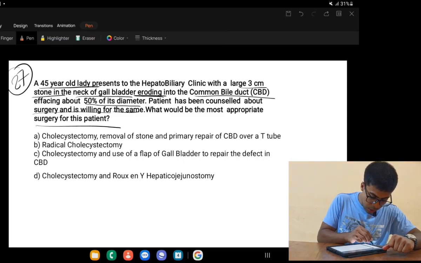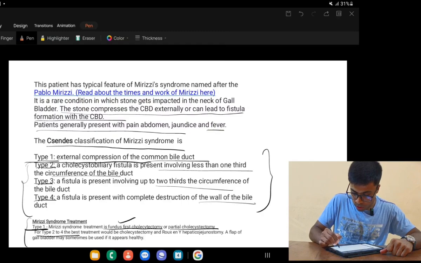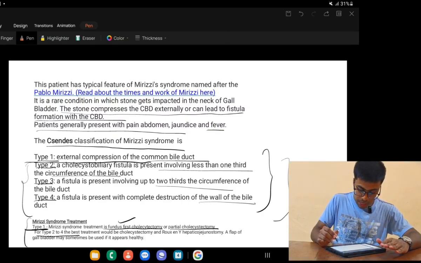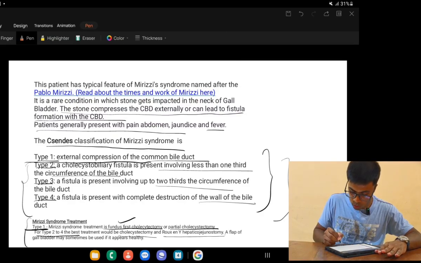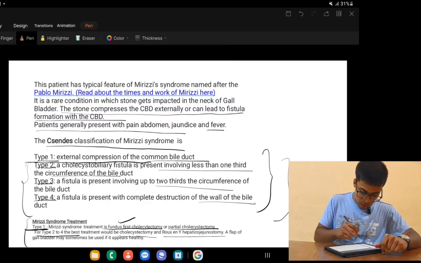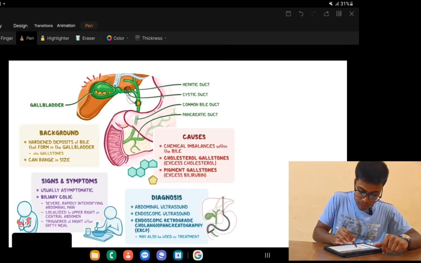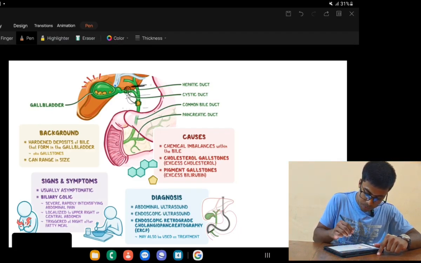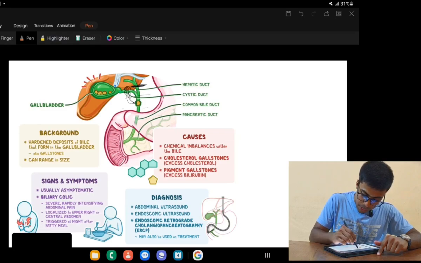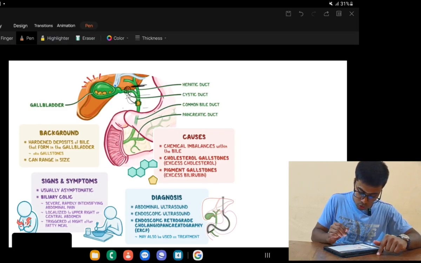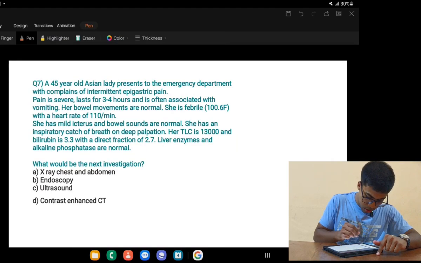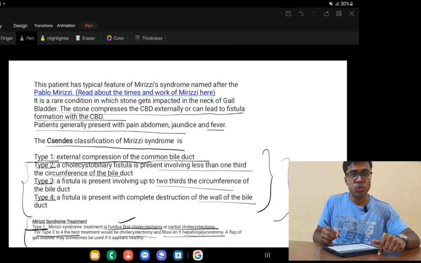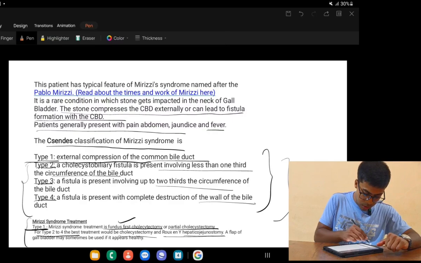So since the word eroding is used, it must be among the type 2 to type 4 category. So we should be doing cholecystectomy and Roux-en-Y hepaticojejunostomy. So what we will be doing, we will be cutting here, and here we will directly make a connection between the hepatic duct and the jejunum. So this is the surgery, Roux-en-Y hepaticojejunostomy. So that's the answer for this question.